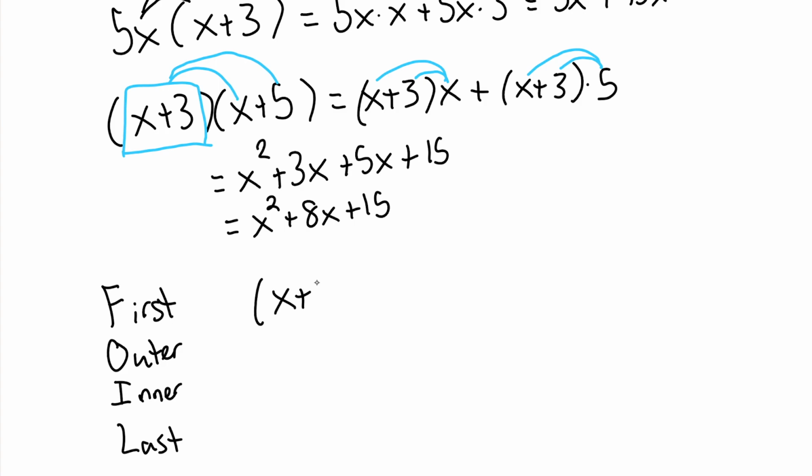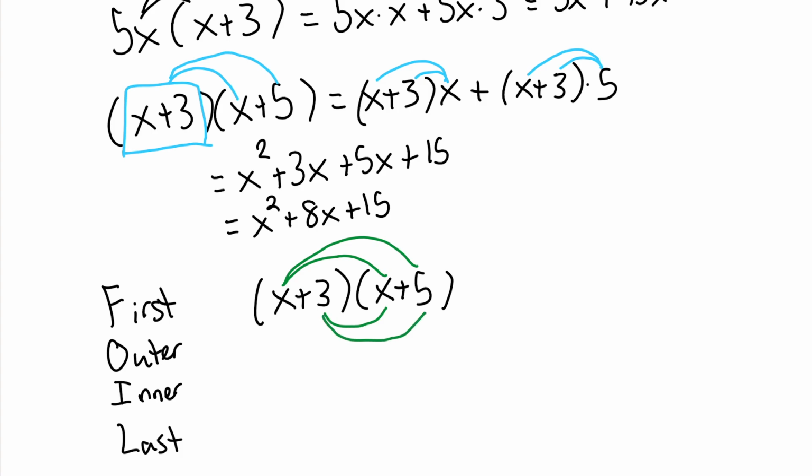So if we go ahead and look at how we would do it with this, it says, okay, multiply the first terms together, multiply the outer terms together, multiply the inner terms together, multiply the last terms together. So basically just how I was saying that I would approach it, right? It's the same idea here.